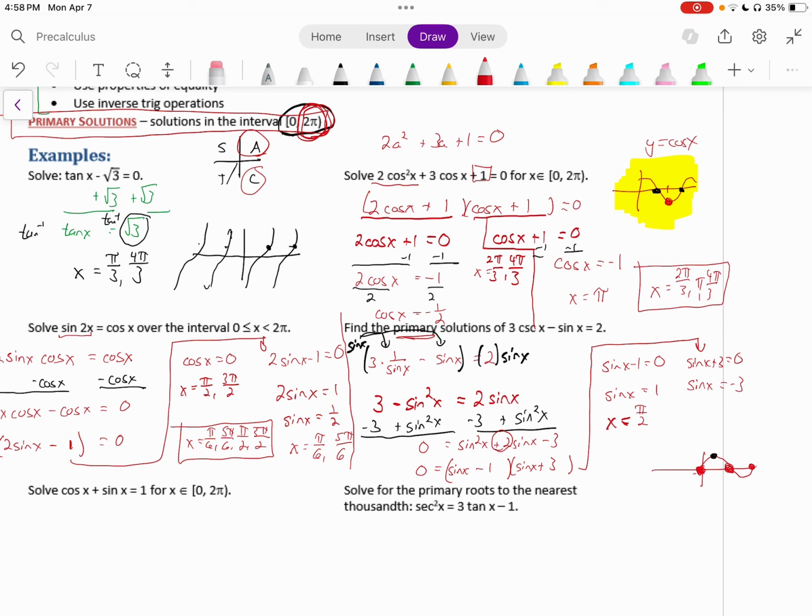Coming over to the next part, we could subtract 3 from both sides. When does sine of x equal negative 3? Well, it never equals negative 3 because sine goes up to 1 and down to negative 1 and just keeps going back and forth between those. So this part gives us no solution. That doesn't mean the whole answer is no solution, just from this part. So our answer is simply, in this case, just pi over 2.